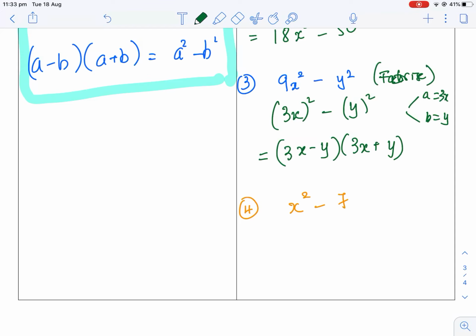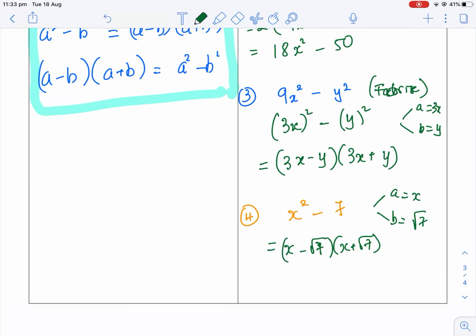How about this one? A tricky one. It's easy to know that A is x in this question because A squared is x squared, so it means A equals x. How about 7? So 7 is B squared, and a number squared equals 7, it means that number is the square root of 7. All right, so it equals A take away B times A plus B. All right, so these two bonus questions are factorizing questions.